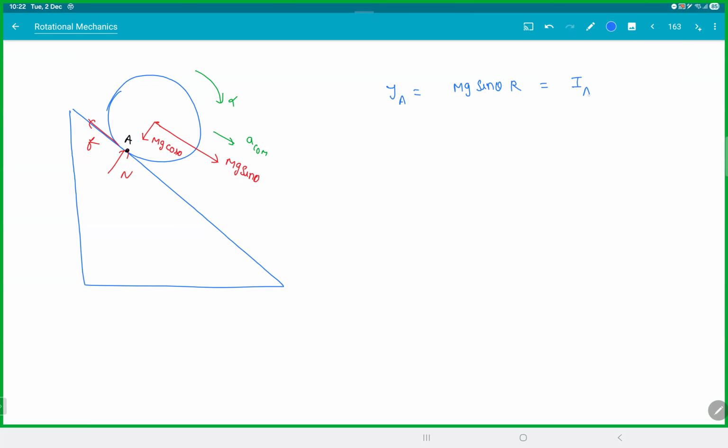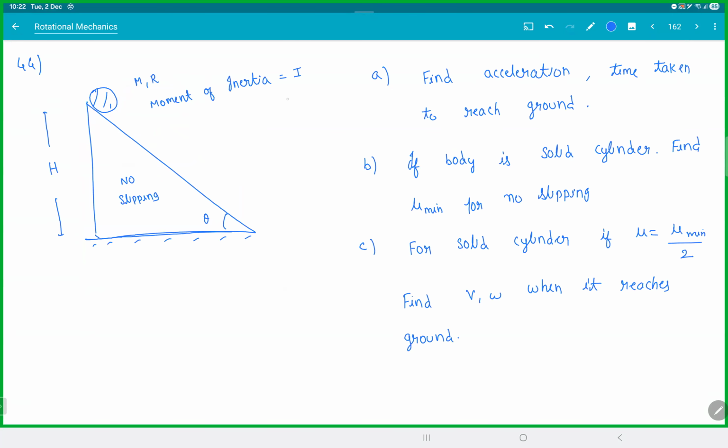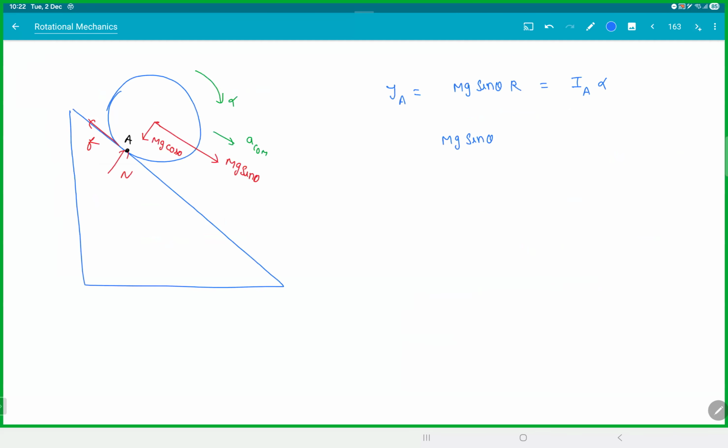Then you have to take moment of inertia about A. What is the moment of inertia about A? I center of mass. You're asking what is the moment of inertia about this; if they don't say anything, it is generally about the center of mass. So mg sin theta into R equals I, where I is I center of mass plus mR square.